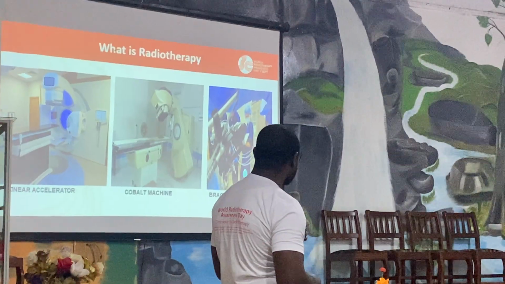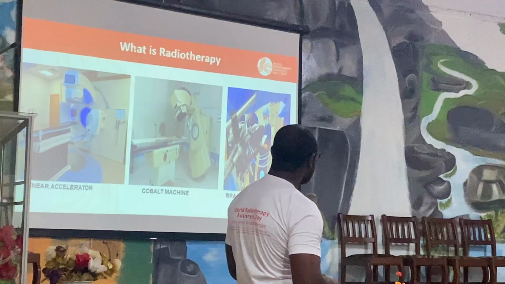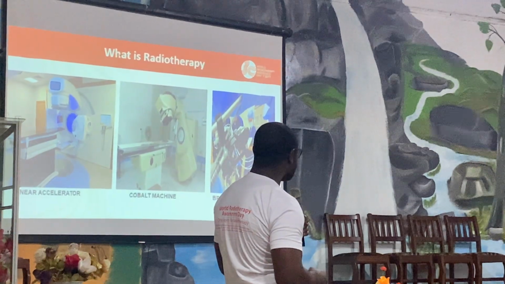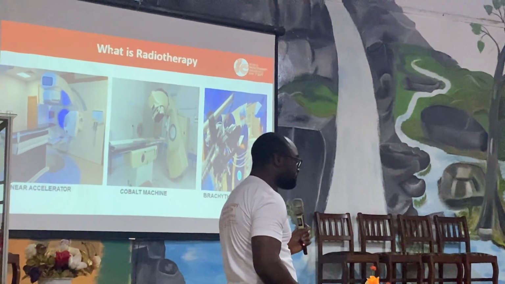And then we have the brachytherapy machine. You can see the wires that are attached to the machine. These wires are then inserted directly into the cancer. And this brings the source of the X-ray in close proximity to the cancer cells.